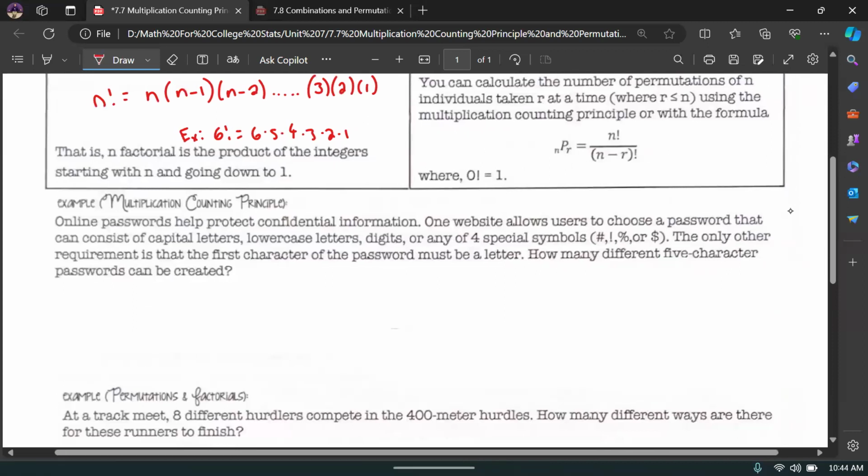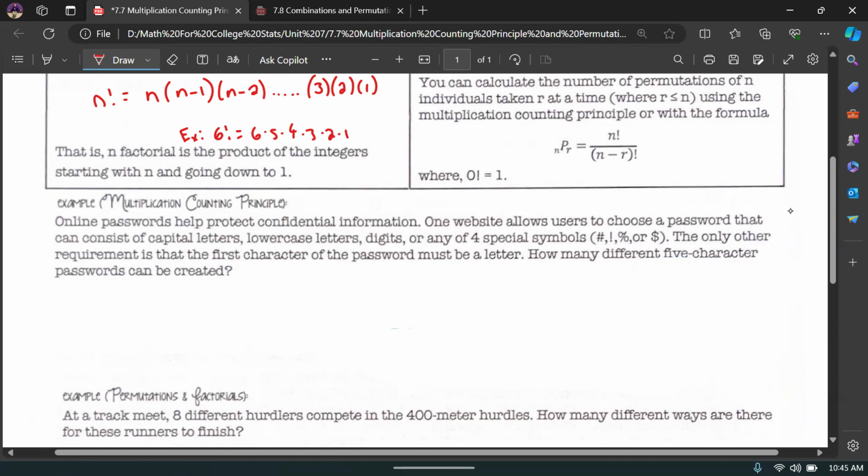Online passwords help protect confidential information. One website allows users to choose a password that can consist of capital letters, lowercase letters, digits, or any of 4 special symbols. The only other requirement is that the first character of the password must be a letter. How many different 5-character passwords can be created?